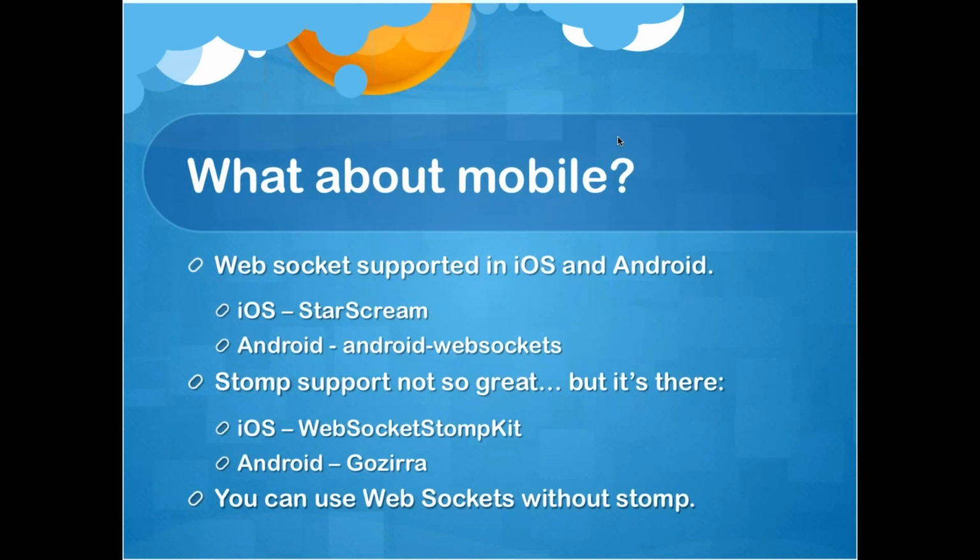Now for the front end we've been using Stomp, as we showed you, but Stomp support is not so great for mobile as yet, at least, but it's there. iOS has a library called WebSocket Stomp Kit, while Android has one called Gozera. We had to make some changes to the WebSocket Stomp Kit to make it work with Spring, and we've contributed that back to the WebSocket Stomp Kit project. And you know what, you can still use WebSockets without Stomp anyways. Stomp is just a simple text message protocol. You can always create your own, so it's not a big deal.